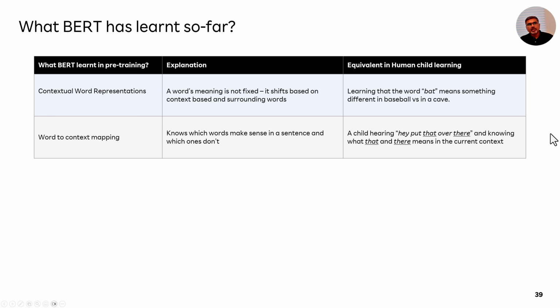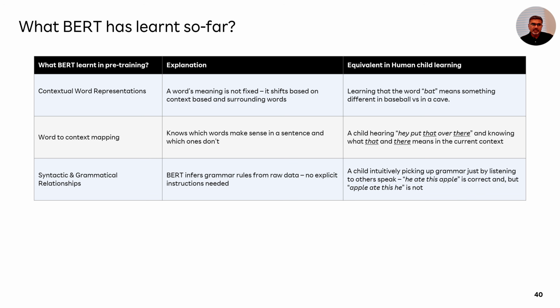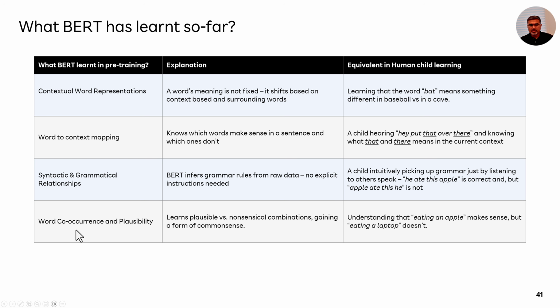Second thing is it has also learned word to context mapping. Like, for example, hey, put that over there. What that and there mean, right? So that is also something that it has learned. It has also learned syntactical and grammatical relationships. For example, it has learned he ate this apple is correct, whereas Apple ate this he is not correct. Okay. And another one is it learns word co-occurrence and plausibility. For example, eating an apple makes sense, but eating a laptop doesn't.